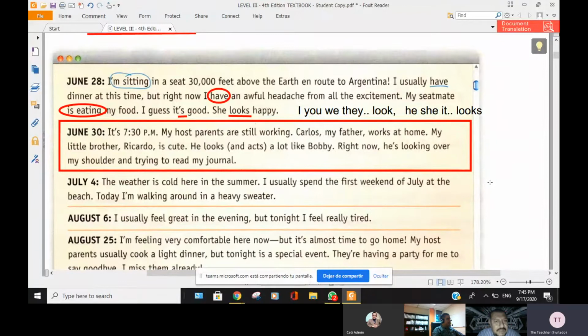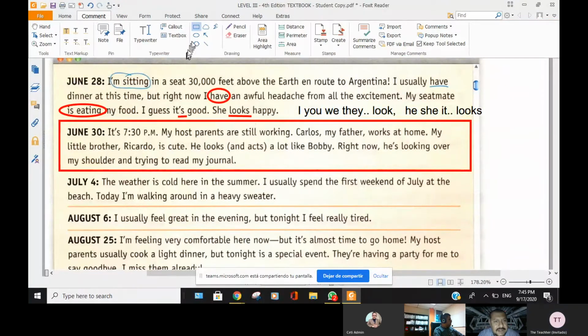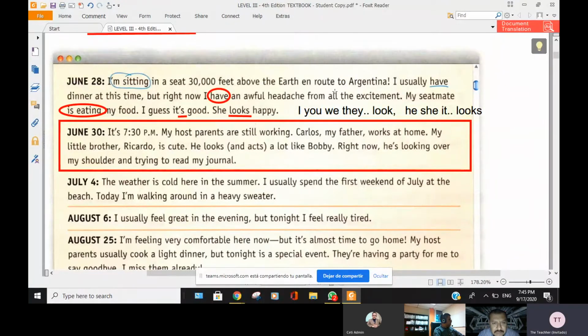Yeah. Okay. June 30, it's 7:30 p.m. My host parents are still working. Carlos, my father, works at home. My little brother, Ricardo, is cute. He looks and acts a lot like Bobby. Right now, he is looking over my shoulder and trying to read my journal.